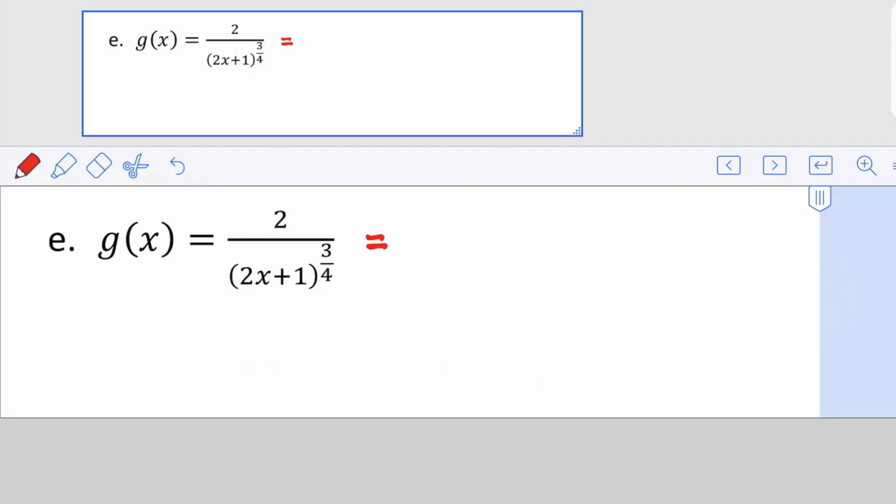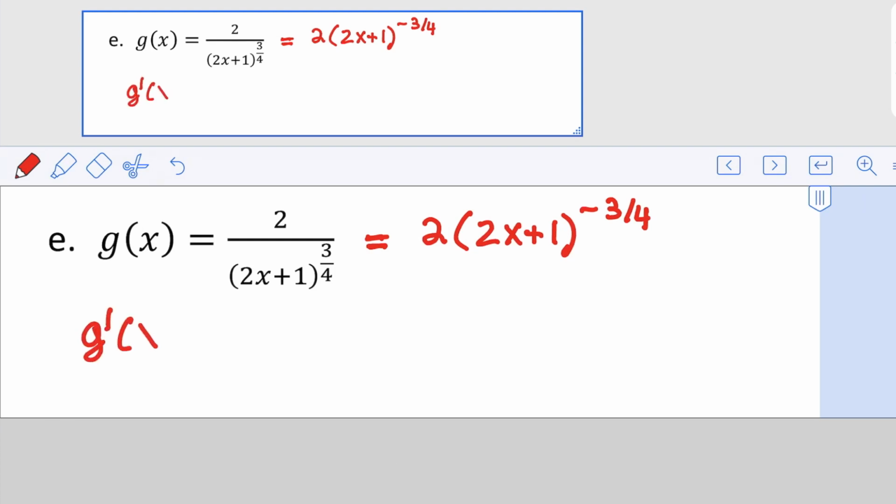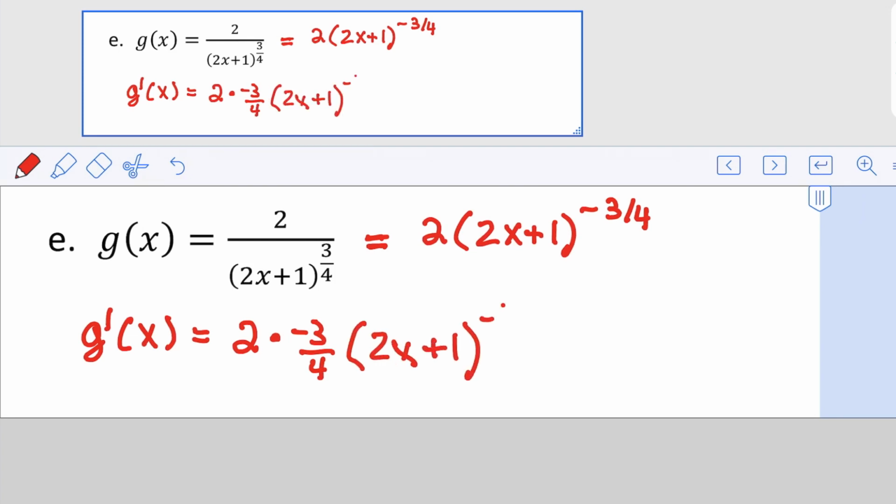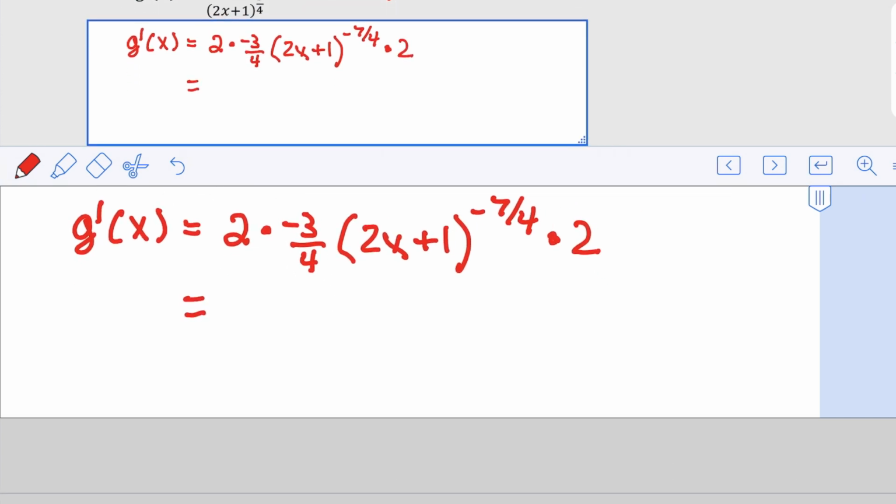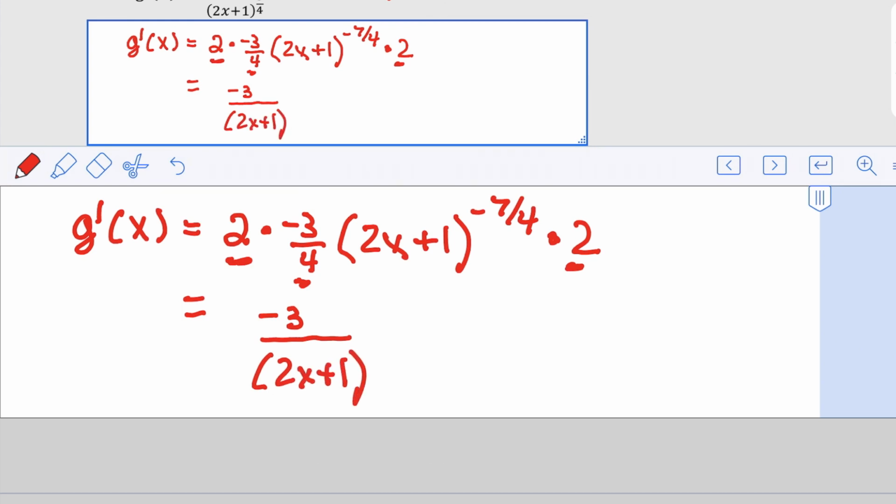This one's already written with an exponent instead of a radical, but I would prefer not to use the quotient rule, so I'm going to rewrite it with a negative exponent. And then if I take my derivative, all I'm going to have to do is multiply my 2 by my exponent of negative 3/4, decrease my exponent by 1 to negative 7/4, and then multiply by the derivative of the inside, which is going to be 2. If I multiply those constants together, I'm going to have just plain old negative 3, and then pop that 2x plus 1 to the 7/4 to the denominator, and we should be good.